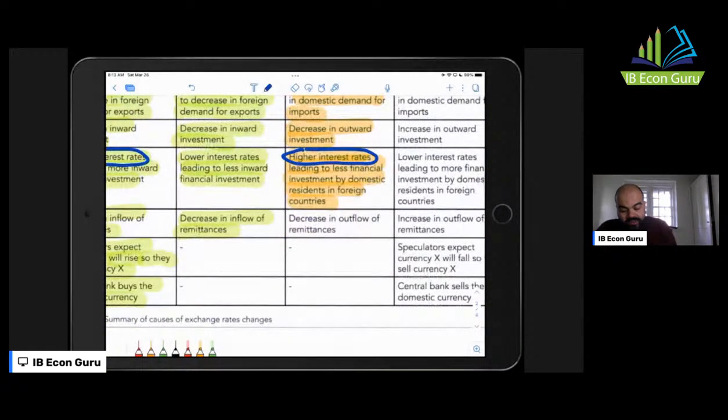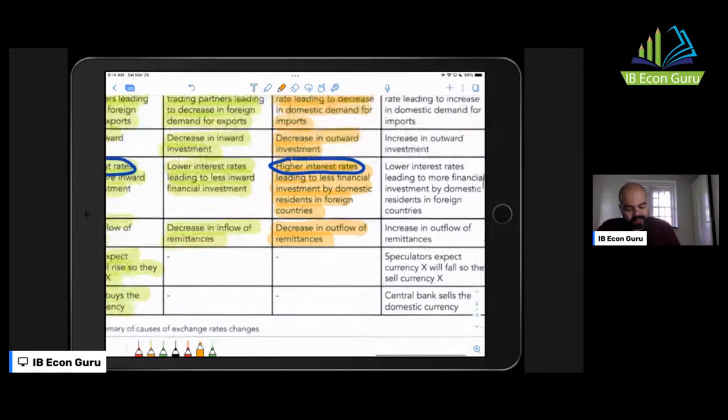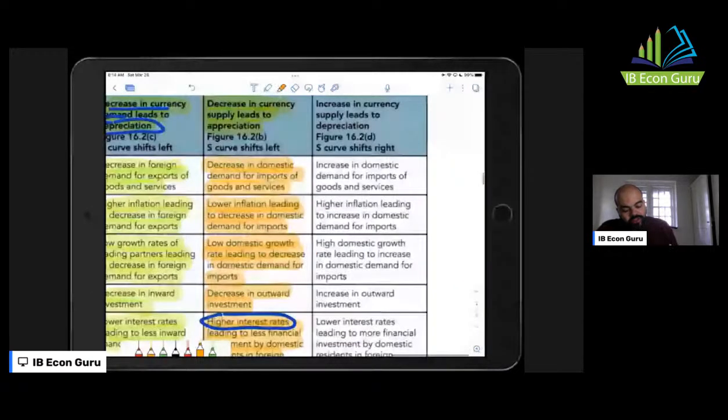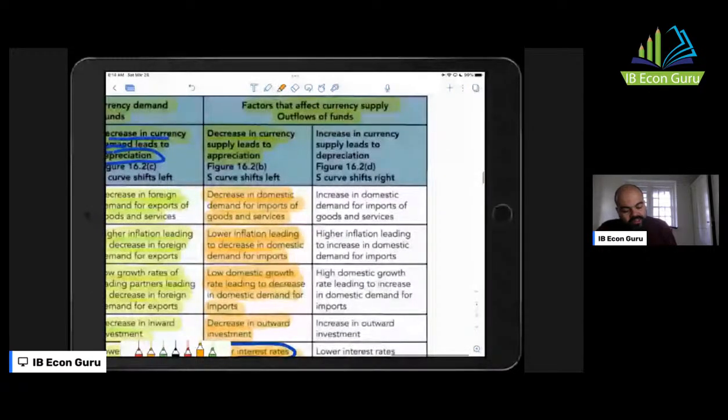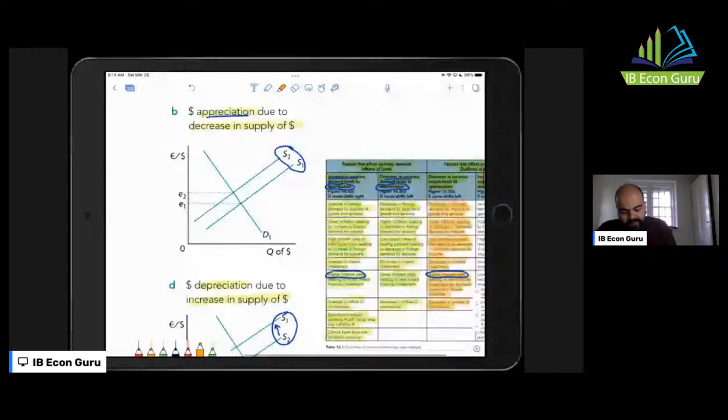Maybe there's a decrease in the outflow of remittances. Maybe foreigners who are living in the United States are not sending as much money back home for whatever reason. Well, what are the factors that lead to an increase in currency supply, which leads to a depreciation? So it's this diagram here.